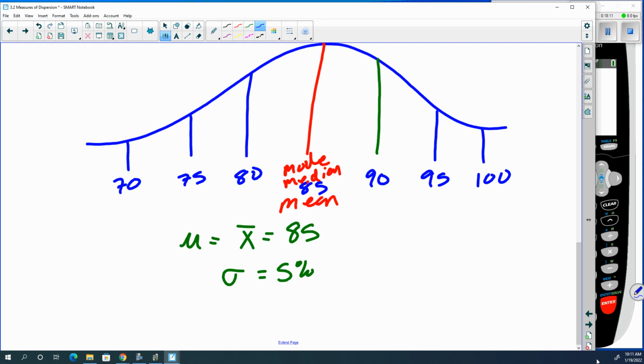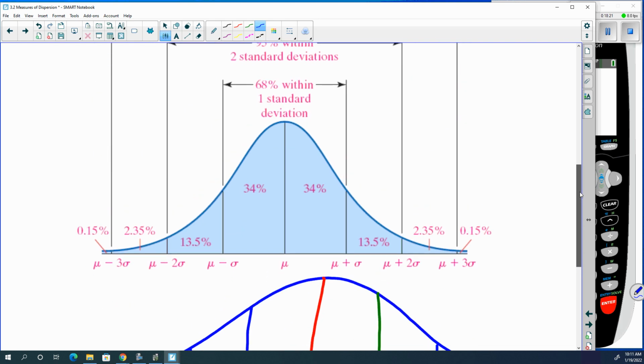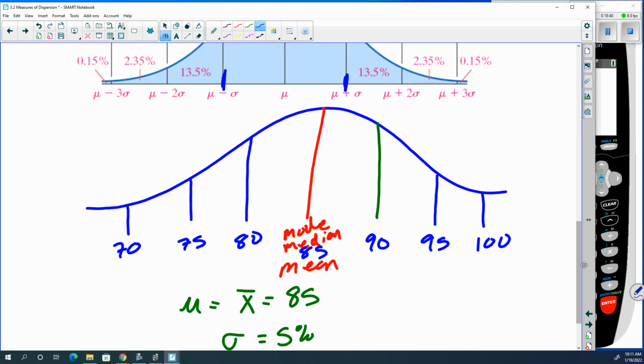So then we have something called the empirical rule. We expect about 68% of the data to be within one standard deviation of the mean. When you take the mean and add the standard deviation, and take the mean and subtract the standard deviation, you expect from here to here to be 68% of the data. So if this was my curve, I would expect 68% of the students in the class to have gotten a test score between 80 and 90. That's basically what it's telling me.